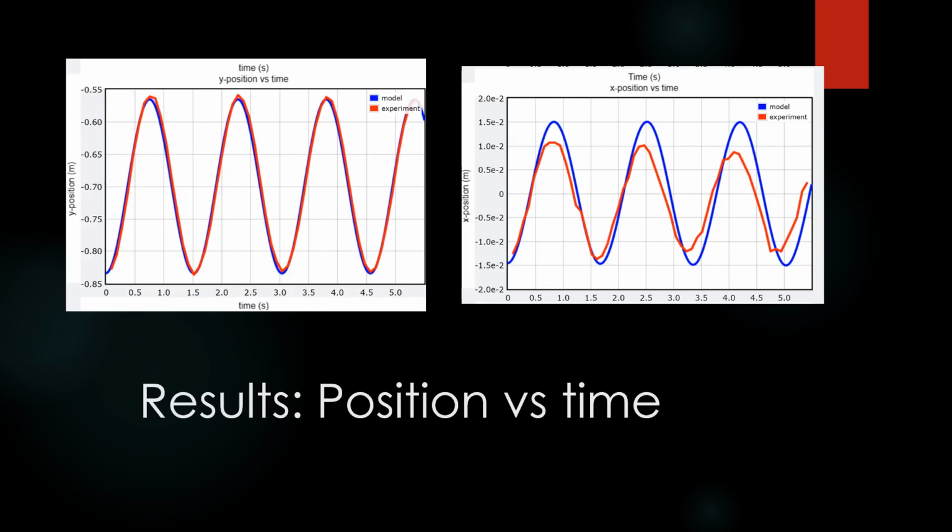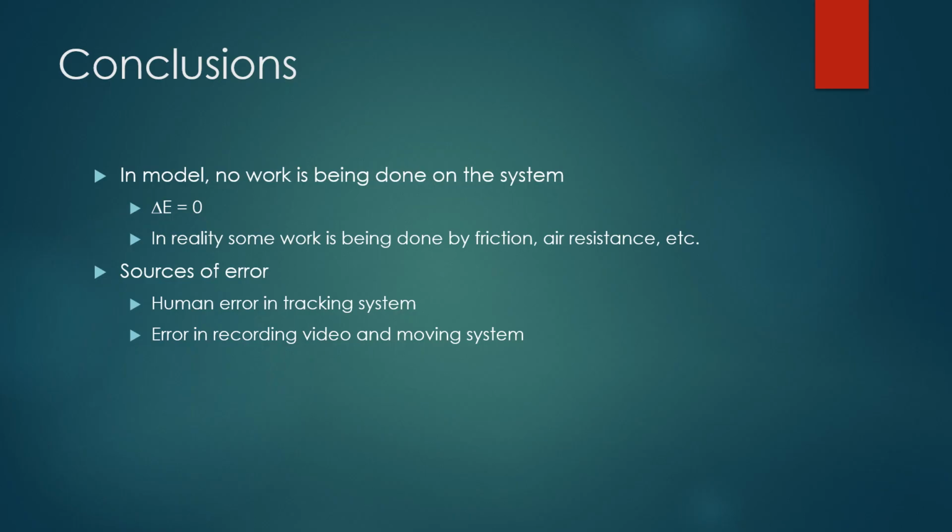Looking at the resulting position versus time graphs, we see that my y positions for the model and the experiment were nearly identical, while the x position for the model and the experiment had a much greater difference. As I said before, from the energy versus position graph, we see that energy stays at a constant 0 because no work is being done on the system.